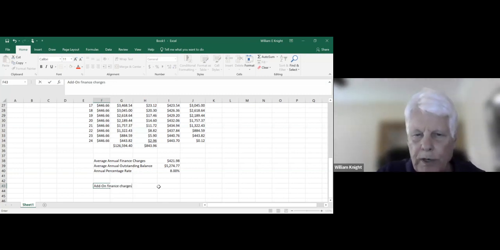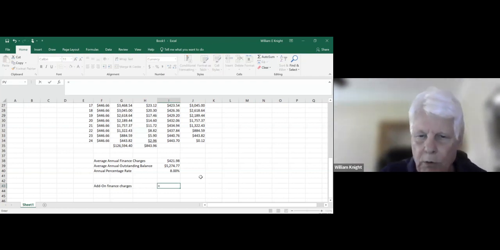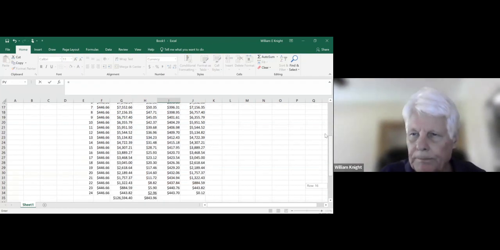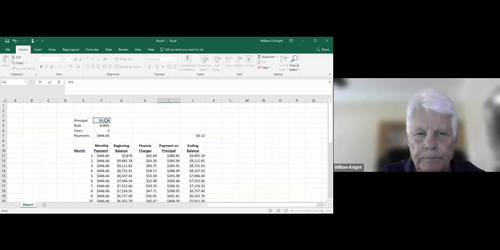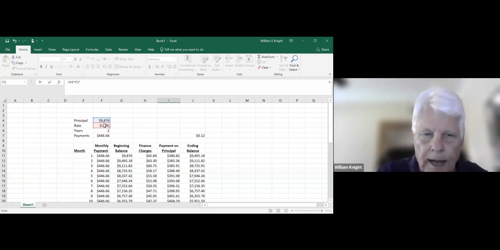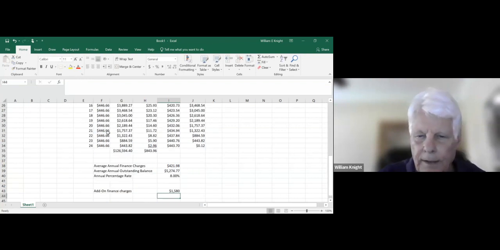And for this, we simply use the simple interest formula, I, finance charges, equal to P times R times T. So this is going to be equal to the principal times the rate times the number of years. And there we have the finance charges for the add-on loan.